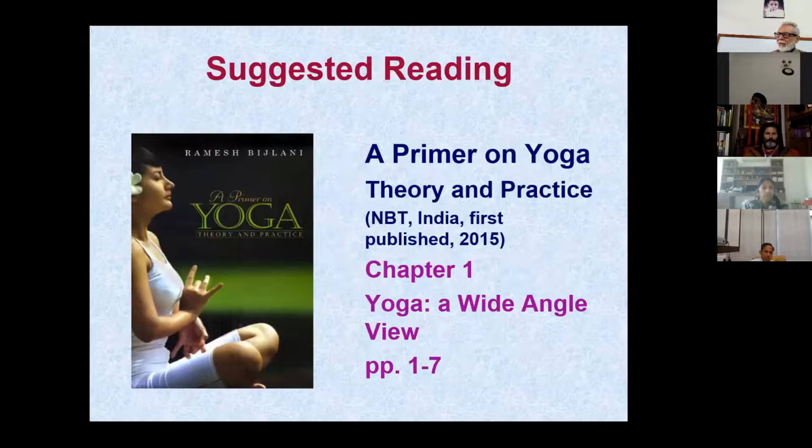You'll find material, more or less everything that we talked about today, in this book, A Primer on Yoga, Theory and Practice. This was published by the National Book Trust India in 2015, around the first International Day of Yoga. That's the occasion on which they brought out this book. This forms the first chapter of this book. The title is Yoga, a Wide Angle View.